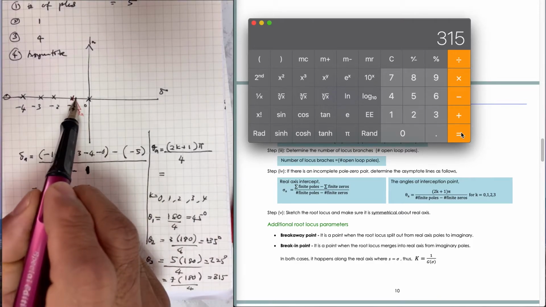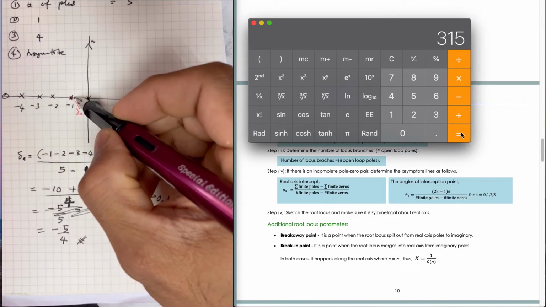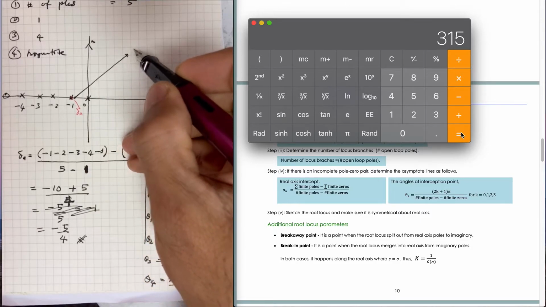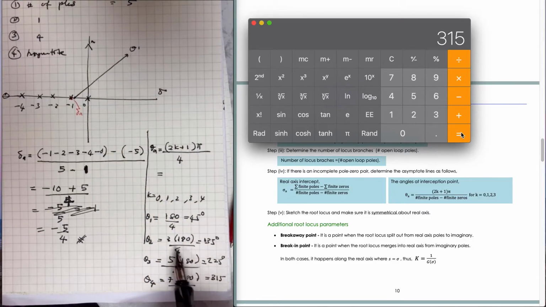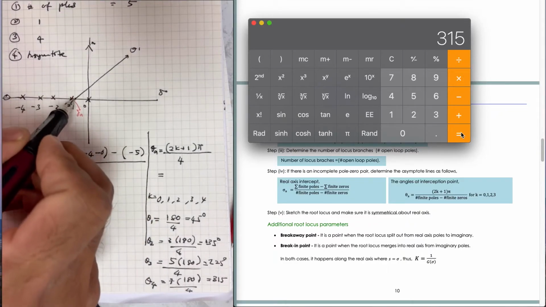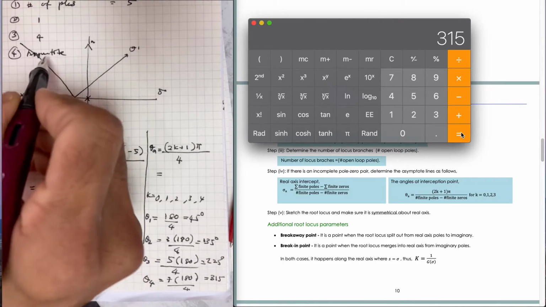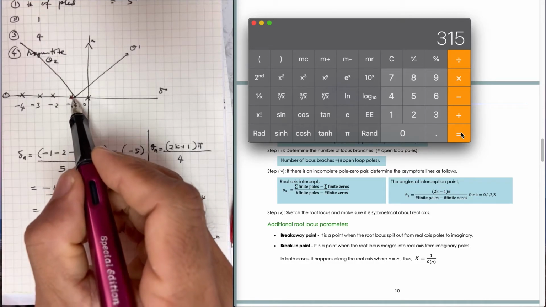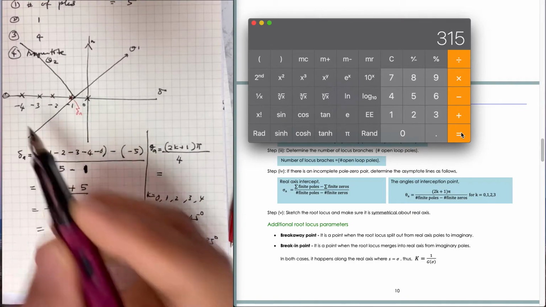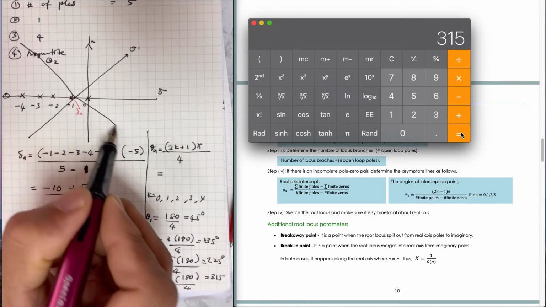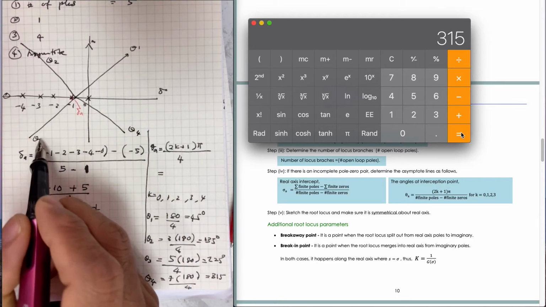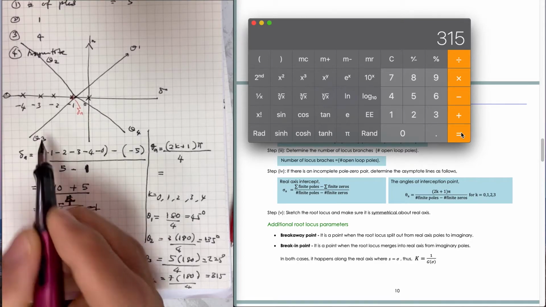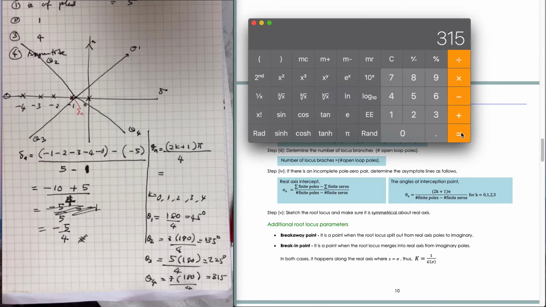Okay, this is a point. Based from this point, the first angle is 45. You can draw this 45. This is theta 1. Theta 2 is 135. 135 is this direction, right? This is theta 2, 135. Theta 3 is 225. Maybe, yeah, this direction. And then 315, this direction. This is theta 4, this is theta 3. So this is the asymptote line.